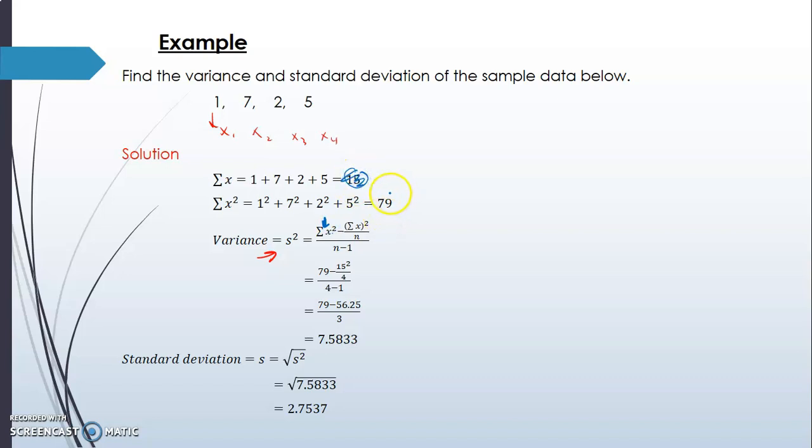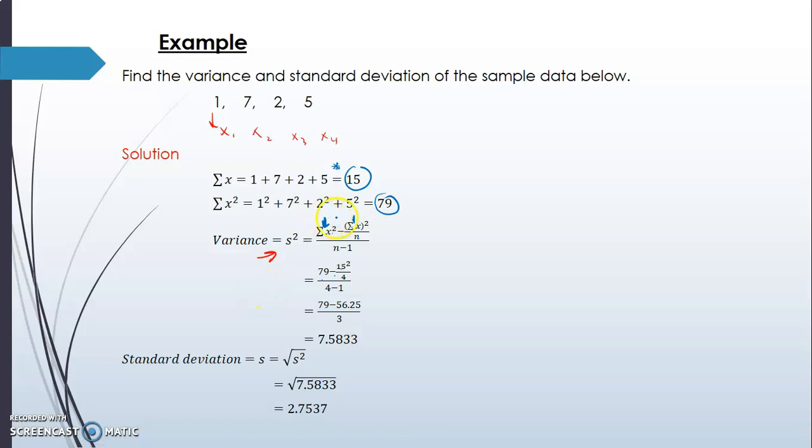Total x square is 79. So 79 minus, and then we need total x. Total x is 15. This 15 here, this one. Okay, so minus 15 square. Remember this, please be careful. This is total x, and then you square it.